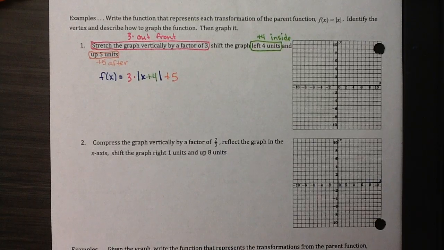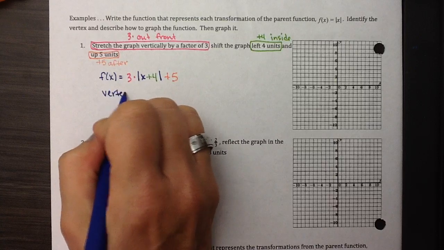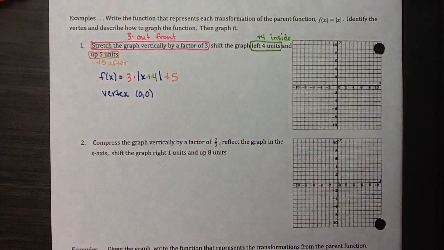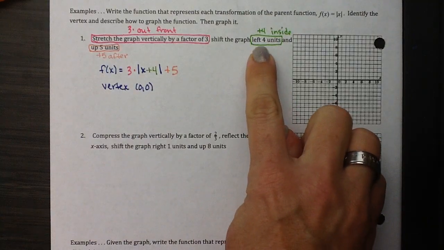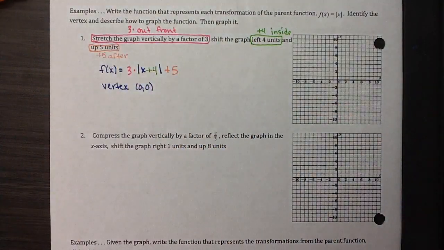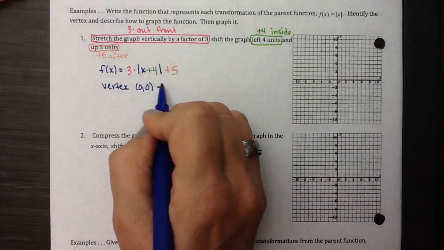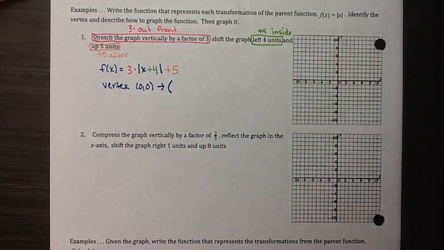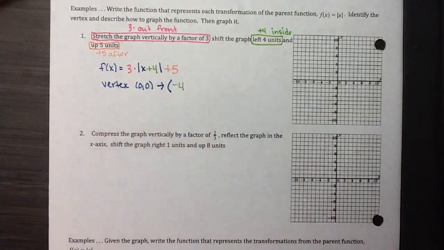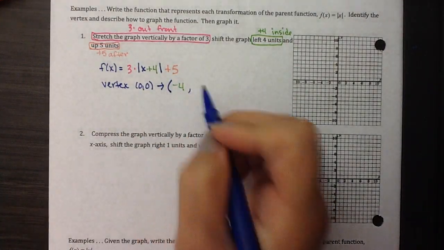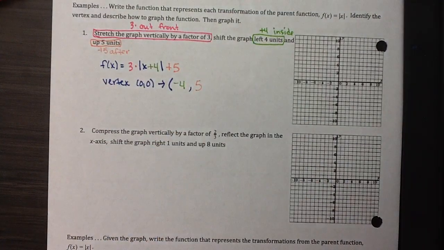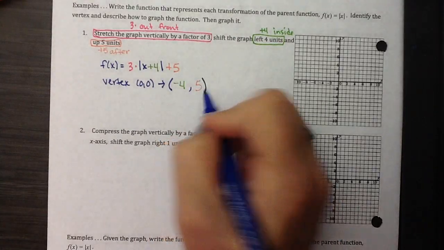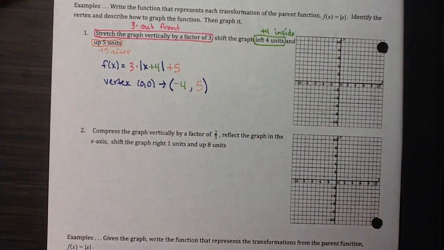Now as far as graphing this goes, the vertex is normally at 0, 0. But since I have a shift left 4 and up 5, it's not going to be at 0, 0. I need to go left 4 units, which takes my x value to -4. And I need to go up 5 units, which takes my y value up to 5. So my vertex is going to be at negative 4, 5.